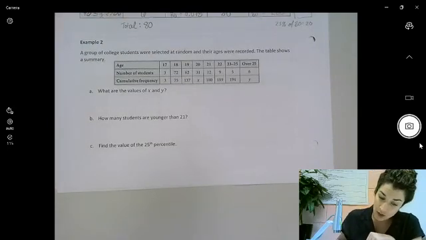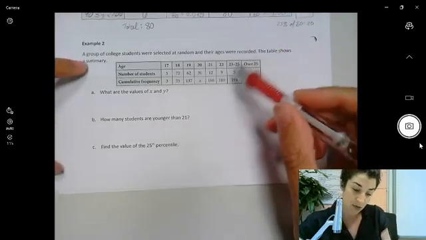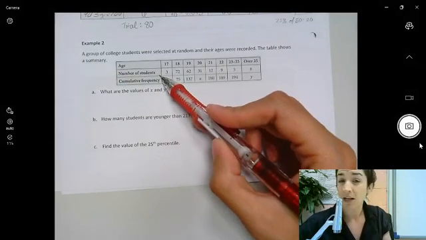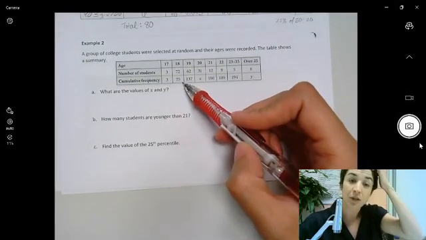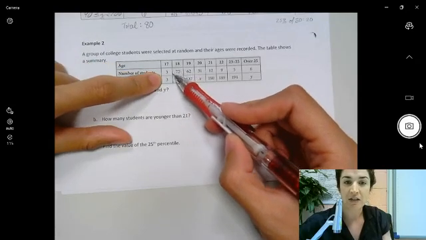Right, example number 2. A group of college students were selected at random and their ages were recorded. The table shows a summary. So we've got a table right here, and we've got number of students, in other words, just frequency, and then cumulative frequency. So you're building up. So we start with 3, and then we next had 72.